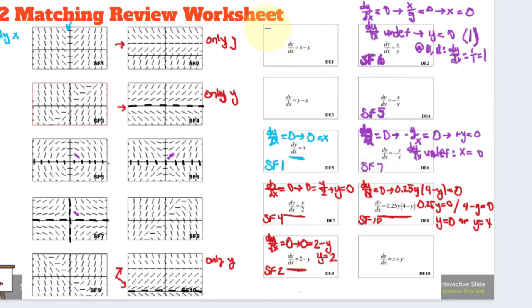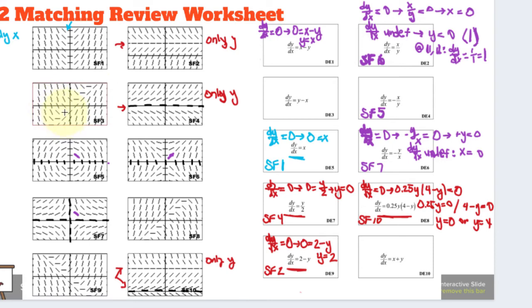So this one, when is it going to be 0? It's going to be 0 when x minus y equals 0. In other words, when y equals x. So along the line y equals x, so that would be this line here. Whenever y equals x, our slopes should be 0.